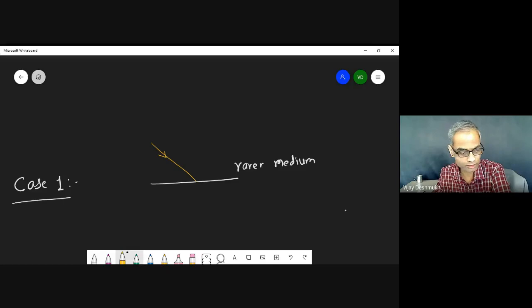Now, once this light is incident, we immediately try to find out what the normal is. The normal is here. This is the normal. Now, what is the angle of incidence in this case? We talk about the angle of incidence from the normal. Remember, from the normal. This angle is not from the surface. So, this is the rarer medium, this is the denser medium.